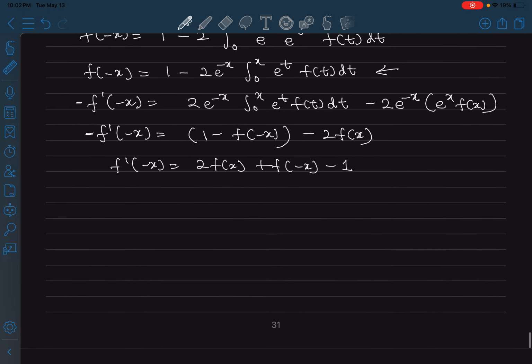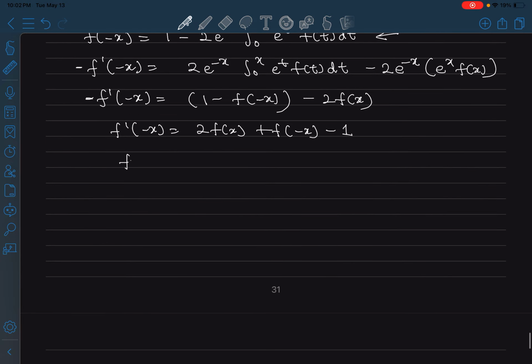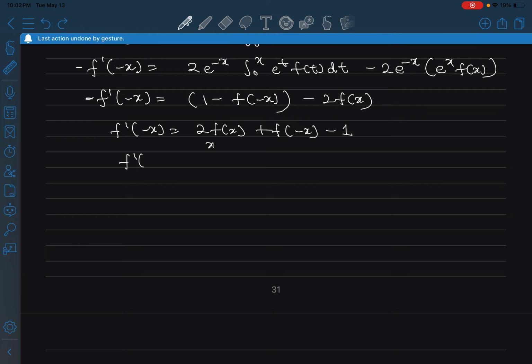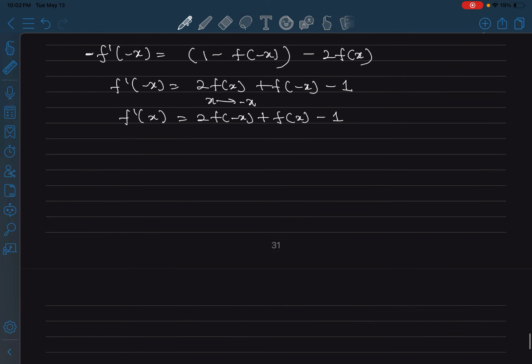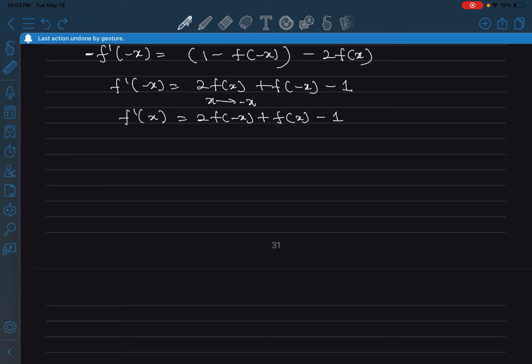Now, let me just make x into negative x, so that this just becomes x, and then 2 f of minus x plus f of x minus 1. Okay, good. Now I can again try to differentiate this. I'm doing this to see if I'll be able to eliminate this negative x so that all of them are just functions of x, right? And it turns out I will be able to.